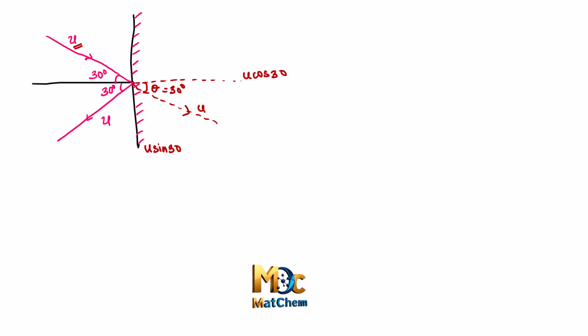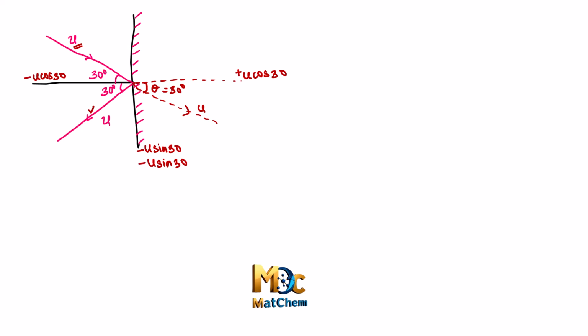In the same way, after collision, it is following this particular path. This vector can be resolved into u cos 30 and u sin 30. Here you can see that this is plus x axis, and this is minus y axis. So both values will be minus. This is also going to be minus.